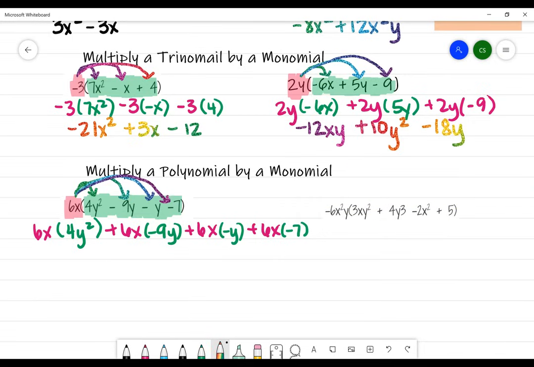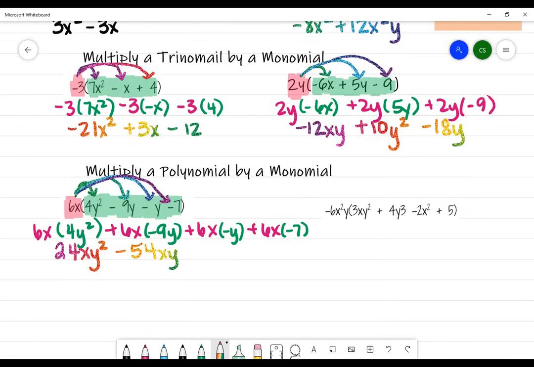All right, so my first set, 6x times 4y squared. Multiply the coefficients, 6 times 4, which gives me 24. X and y squared are different bases, so I just bring them down. All right, positive 6x times a negative 9y. Multiply the coefficients, 6 times a negative 9, negative 54. X and y are different bases, so I just bring them down.